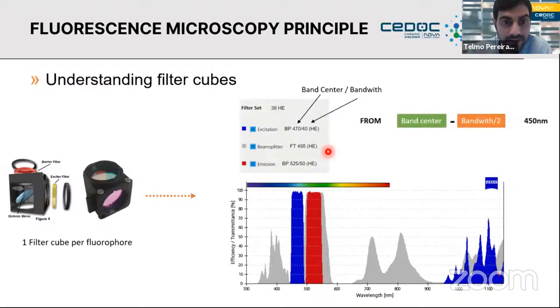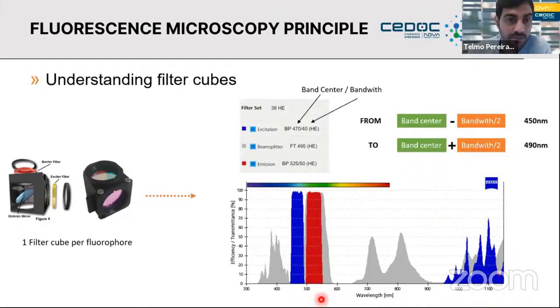So how do you read this? The excitation goes from the band center, and you subtract and add the bandwidth halved by 2, and then you have 450 until 490. So you are exciting your fluorophore exactly from 450 to 490. This correlates with this plot here that you can see.